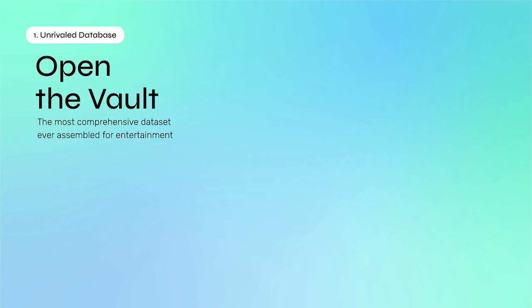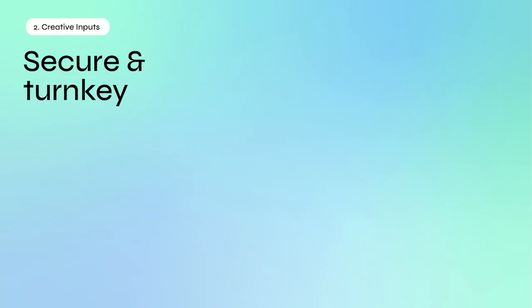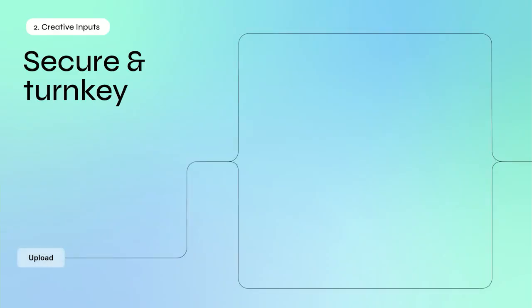And so when we talk about data and informing our models, our database is 60,000 titles large. That's over 3 decades worth of research. That's US and global research. We're tagging stories and characters in 30 countries around the world. And so I'll talk about how we tag a story in just a second. But let's talk about what the input is.